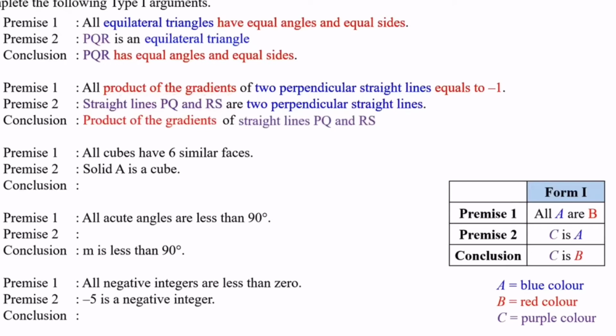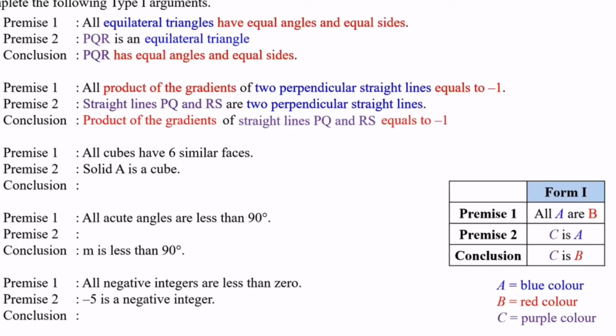So now you have to observe the patterns of Form 1. All A are B, so we have to follow the pattern, equal to -1. And C is A, and C is B.